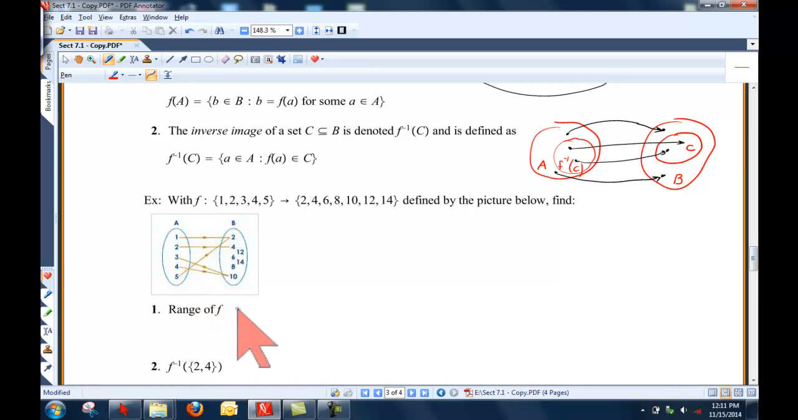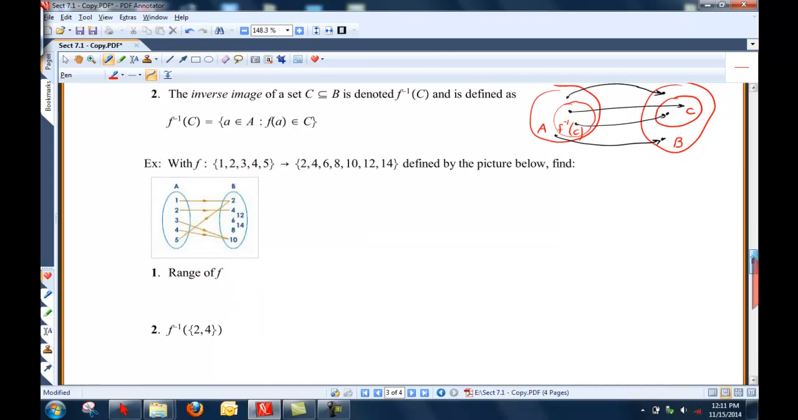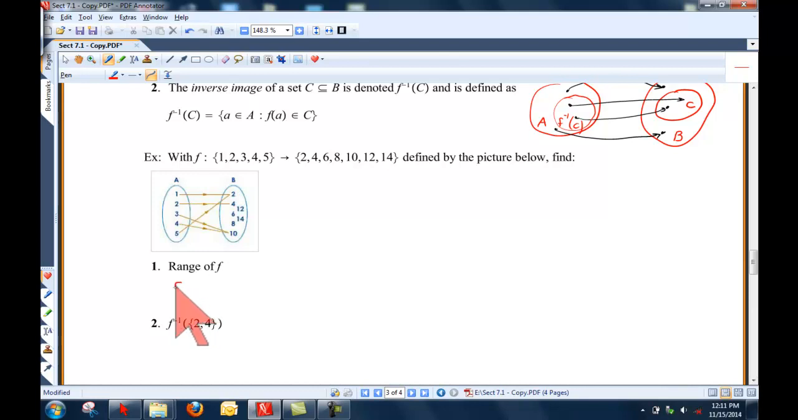Same picture as before. And I ask, what is the range of F? Notation for that could be F of A. And the range, remember, lives in the codomain. It's the set of all possible outputs of this function. So in this case, 2, 4, and 10 are outputs of the function. The other members of the codomain are not outputs, and so this is it.